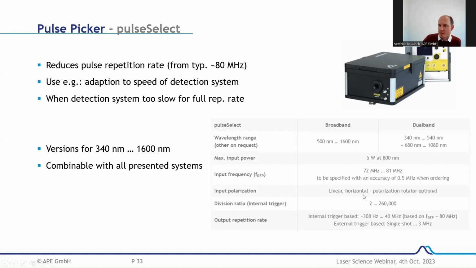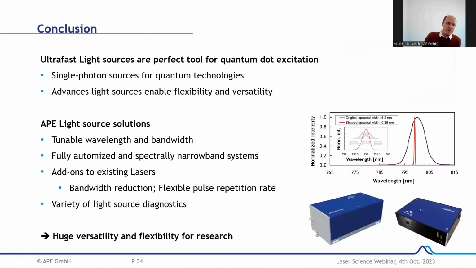In principle, there are different versions, but for example, we can cover all the wavelengths from 340 to 1600 nanometers. And this kind of device is compatible with and combinable with all the different systems and approaches that we showed before. So there's no problem combining this if it's necessary for your specific needs. Yeah, thank you. With this, I'm at the end of my talk.